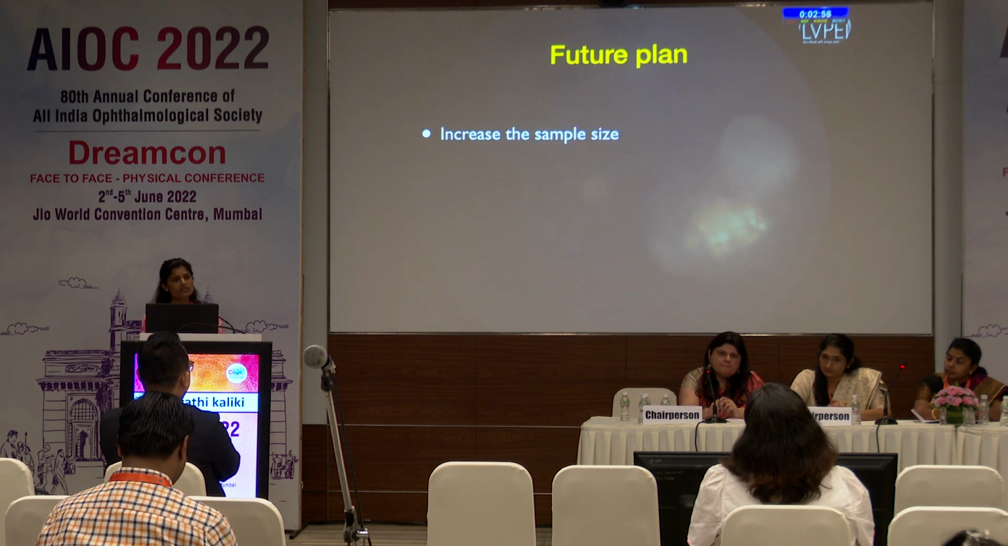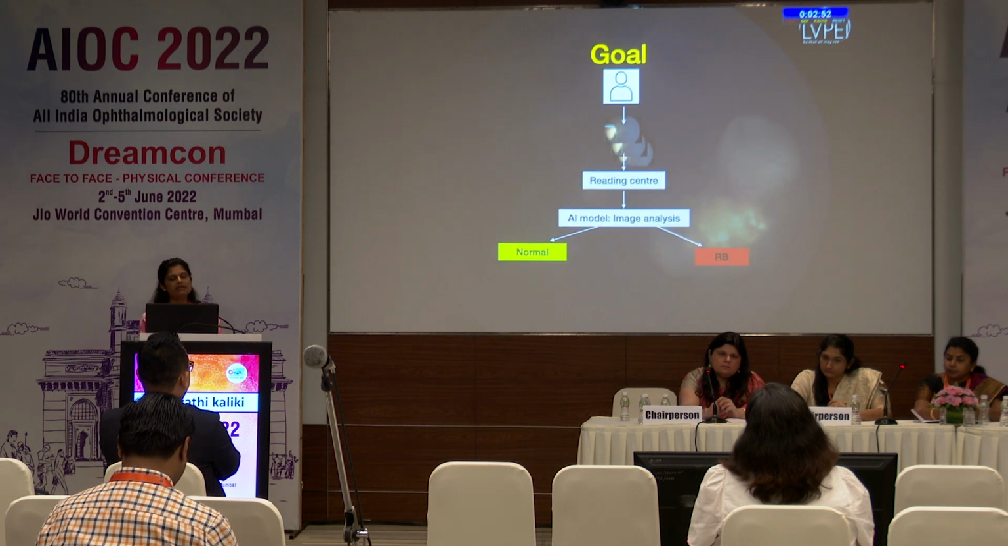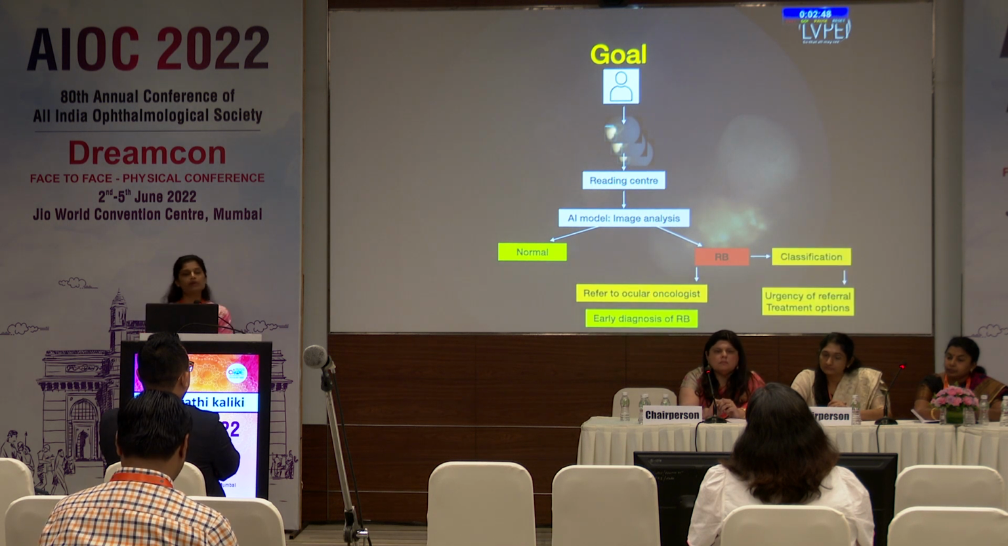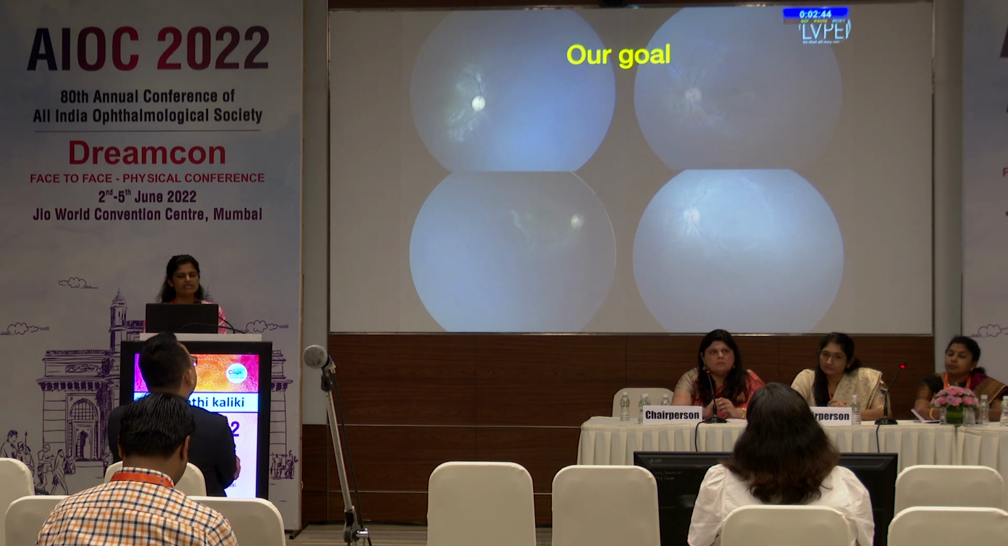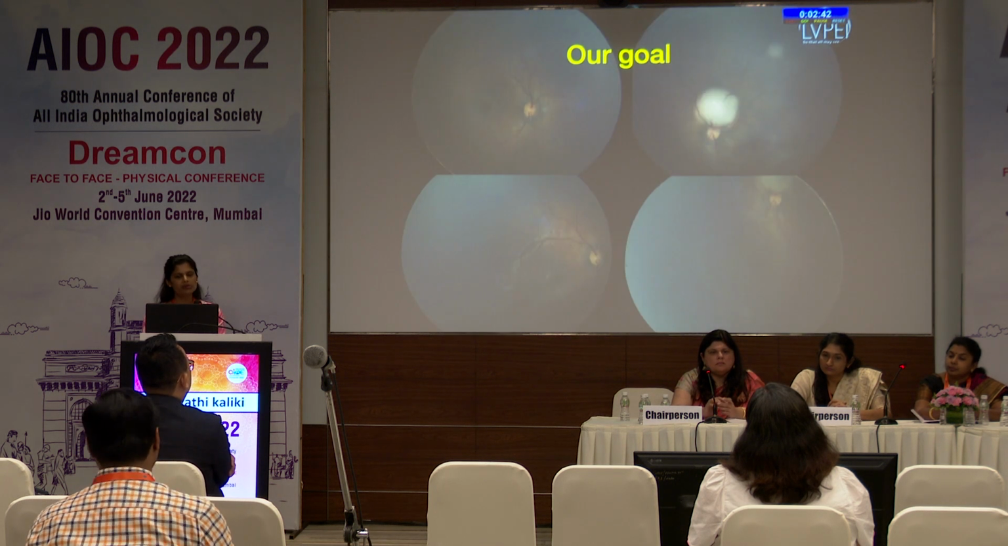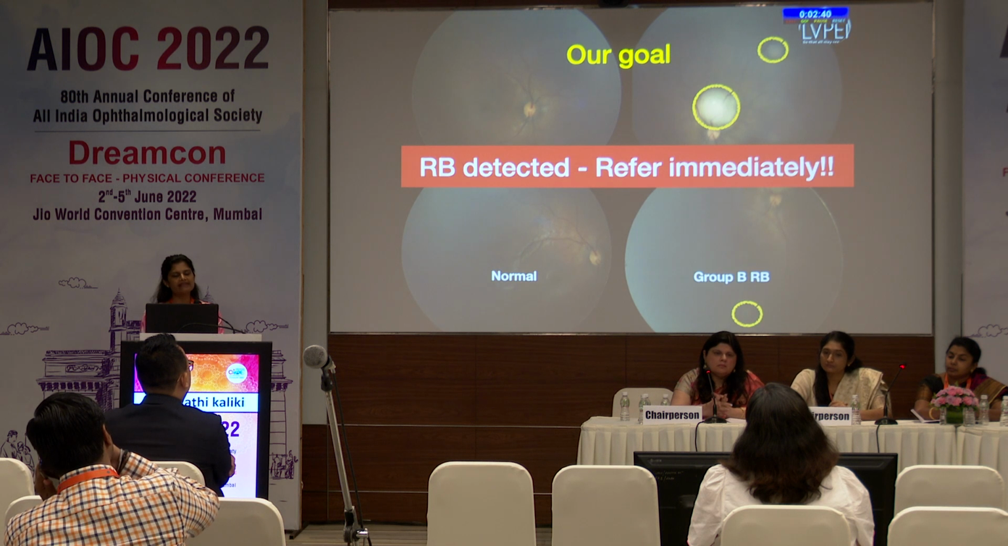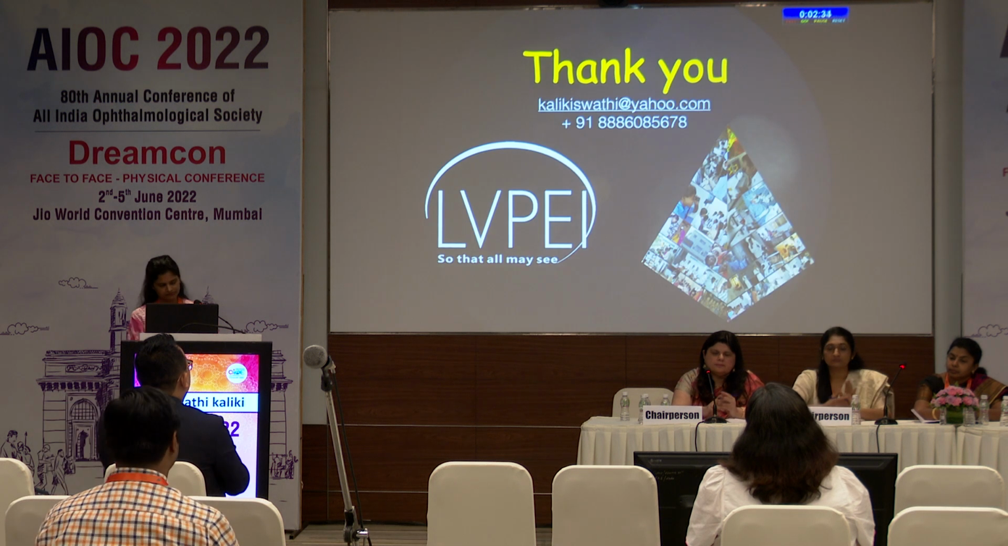The future plan is to increase the sample size and use other machine learning models to improve the accuracy. The ultimate goal is that if anybody can take fundus images and send them to a reading center, the AI model should be able to say whether there is retinoblastoma. For example, if this image comes, it should be reported as normal. But if such an image comes, it should detect that there is retinoblastoma and this patient needs to be referred immediately. Thank you very much.